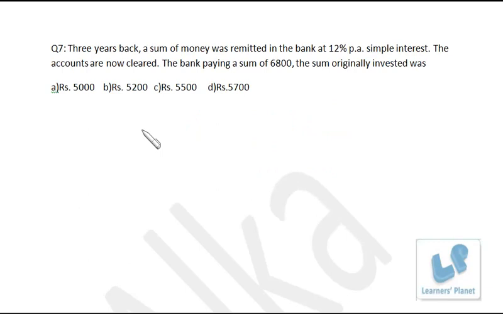3 years back, a sum of money was remitted in the bank at 12% per annum simple interest. The accounts are now cleared. The bank is paying a sum of 6800. What was the sum originally invested?